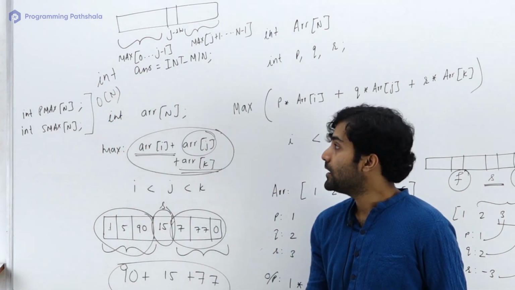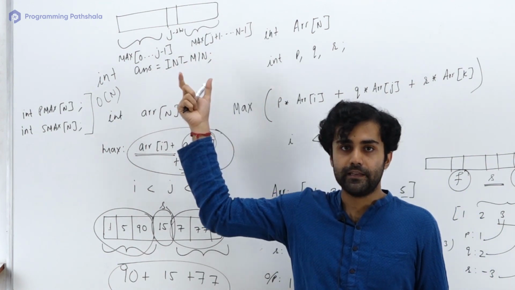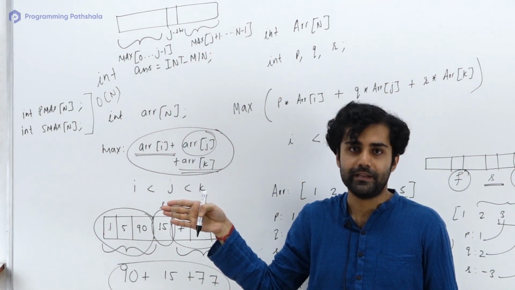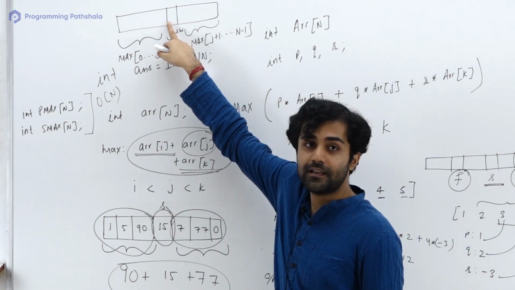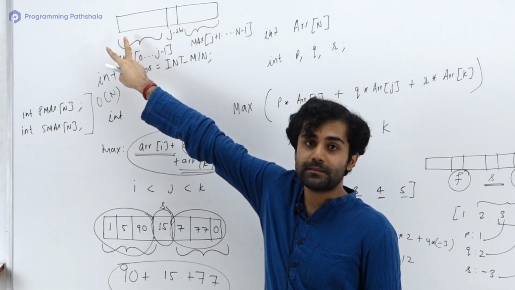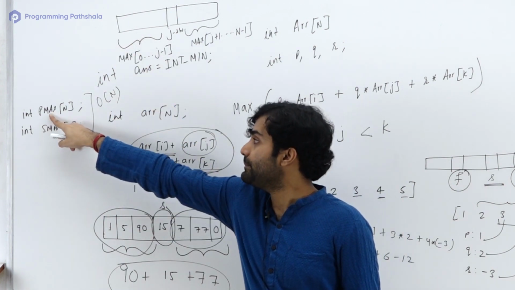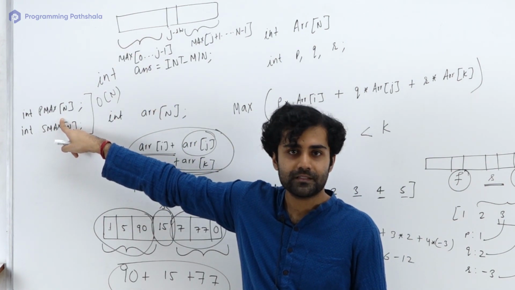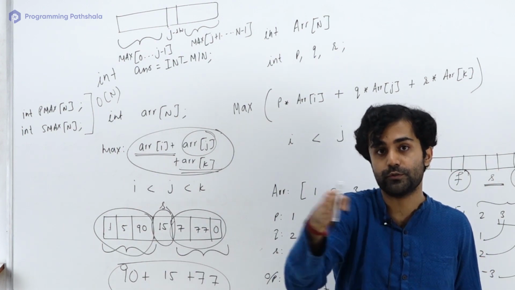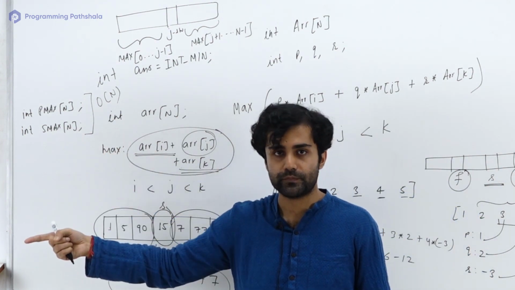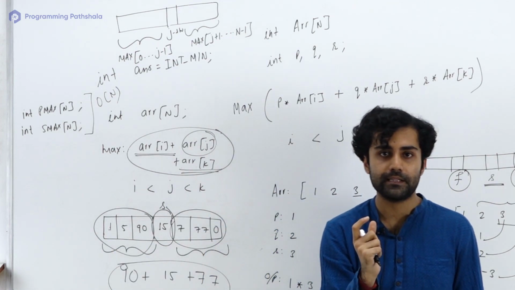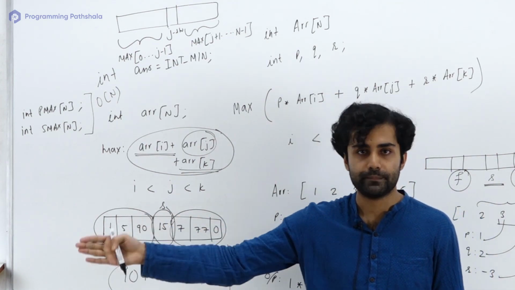And then, one by one, in the original array, you can keep fixing your middle element. Once you have fixed your middle element as array of j, you know that the best possible first element will be p max of j minus 1, because that is the prefix max from 0 to j minus 1. And the best possible third element will be s max of j plus 1, because that is the maximum possible thing from j plus 1 to n minus 1.